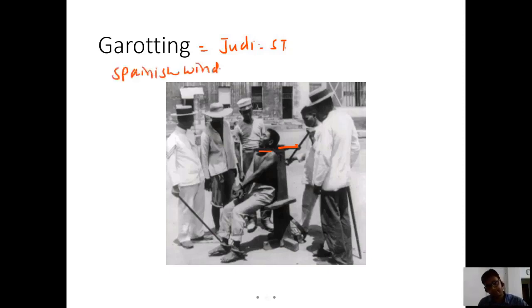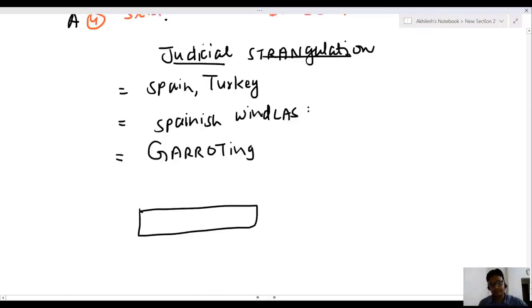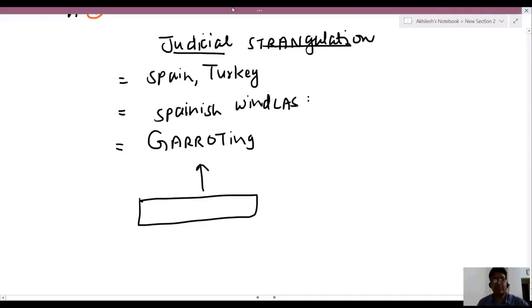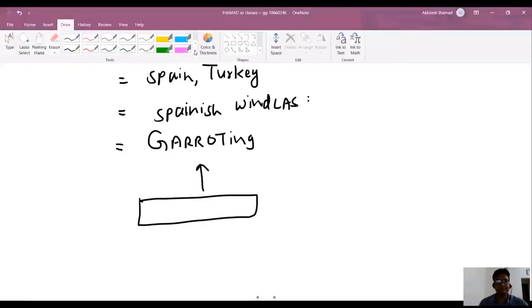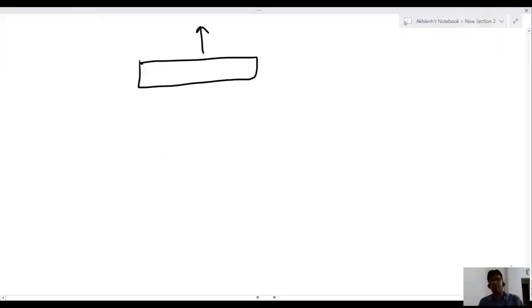This is judicial, and this is also homicidal. Every judicial method is also homicidal, because you are killing a person. But why do we use the word judicial first? Because it is mainly judicial. Criminals are killed by this method. This is judicial strangulation, known as garroting. Anyways, we have discussed homicidal, suicidal, all methods.